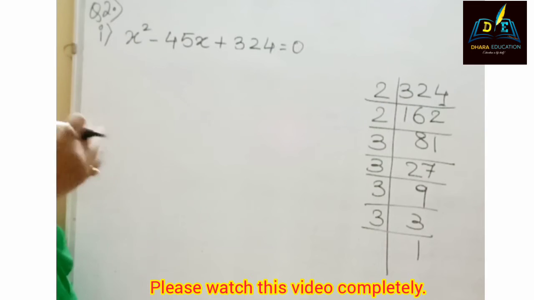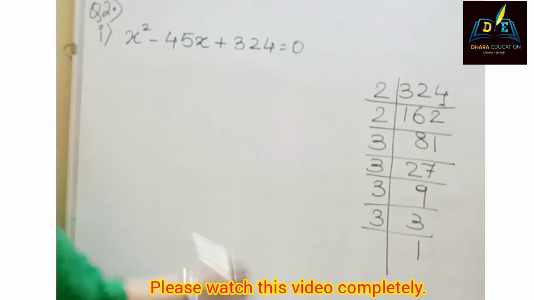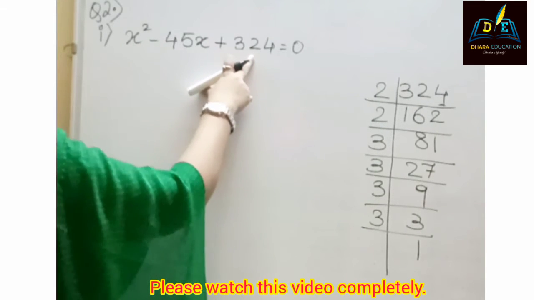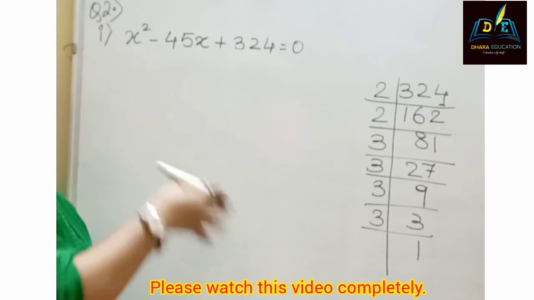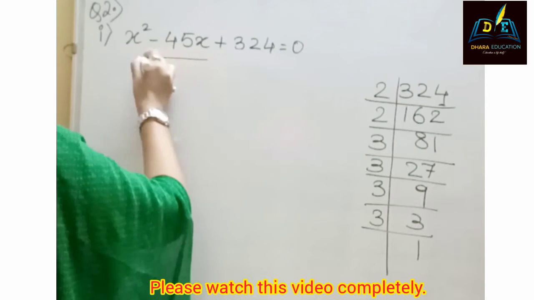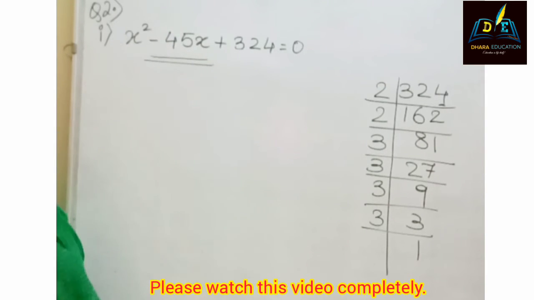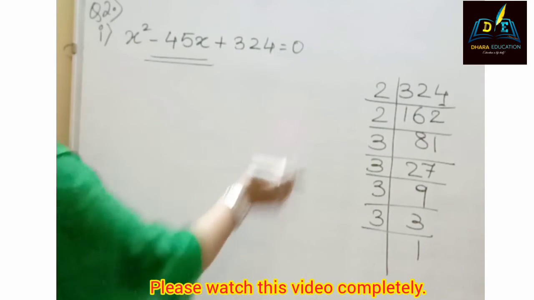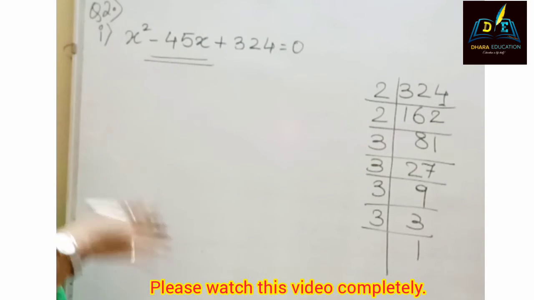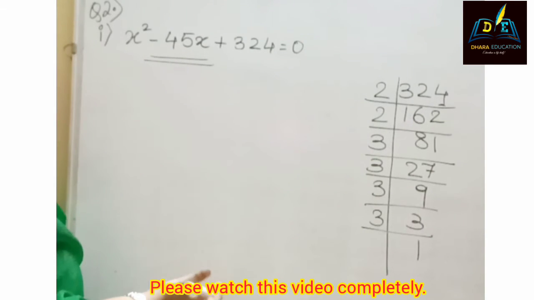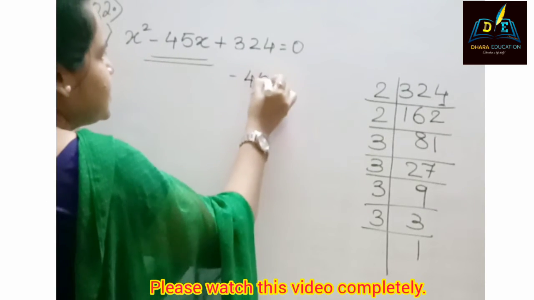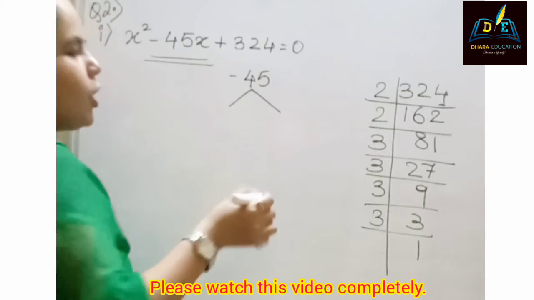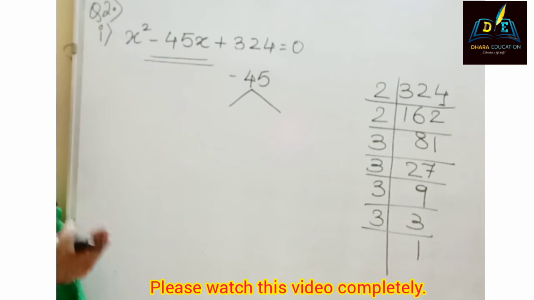As we have already discussed in the last lectures, the first term will be multiplied with the third term in such a way that the factors which we use should be able to split the middle term, correct? So here I have written all the factors. Now on the basis of that, we need to make minus 45, so let's see which factors are possible.